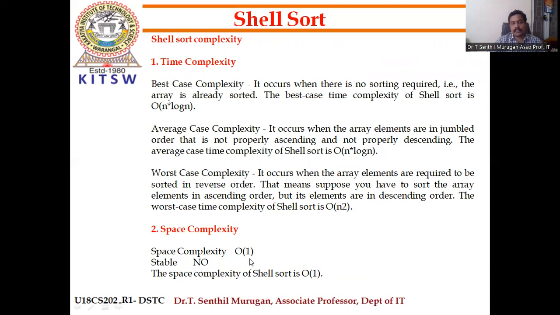Space complexity is order of 1, and it is not stable. How many swappings or divisions are required, we don't know. We use a temporary location that we store values in for swapping and doing the remaining operations.